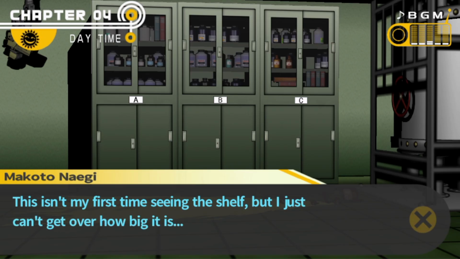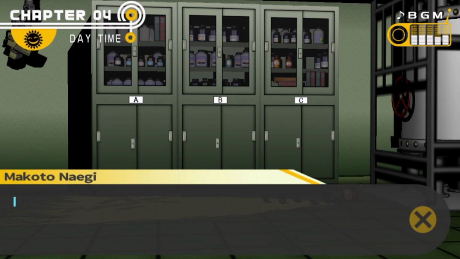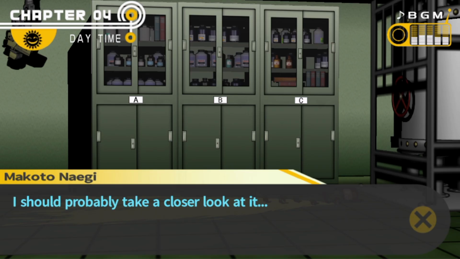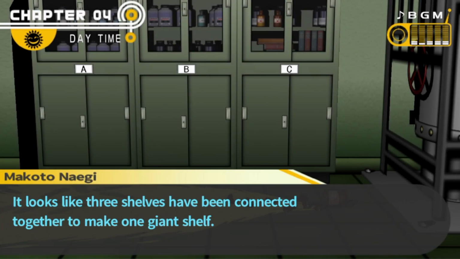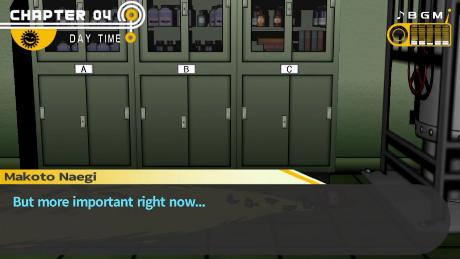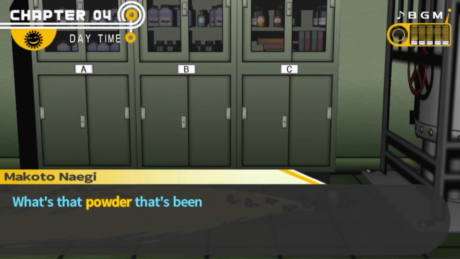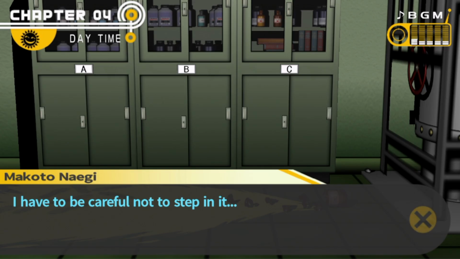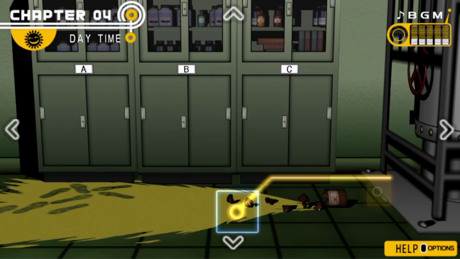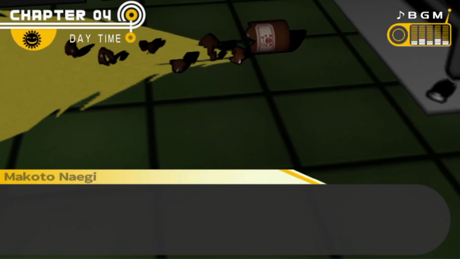This isn't my first time seeing this shelf, but I just can't get over how big it is. I should probably take a closer look at it. I actually wanted to see what was on the floor. Thank you. It looks like 3 shelves have been connected together to make one giant shelf. But more important right now, what's that powder that's been spilled in front of the shelf? I have to be careful not to step in it. Okay, it looks like someone already did step in it.